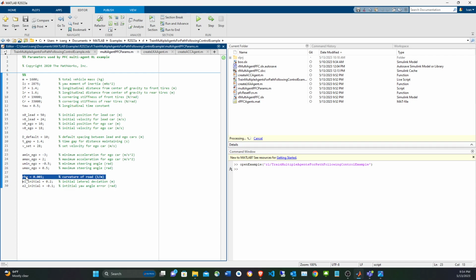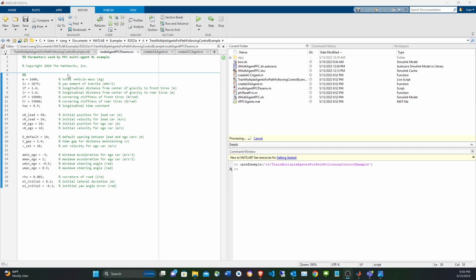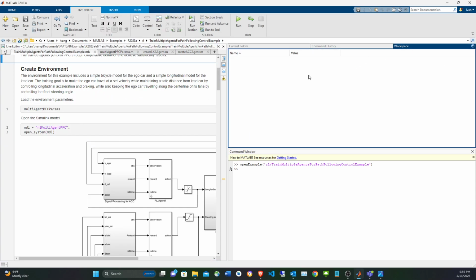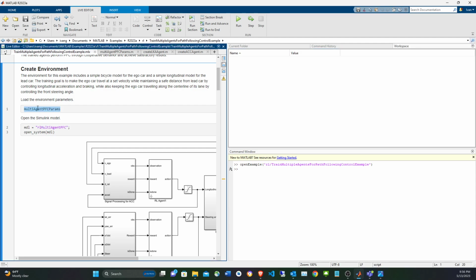The rho is for the curvature, and this is the initial lateral deviation and the initial angle error. So this is the same as the previous video. For that video that I'm referring to, I'm gonna put the link into the description of the video, which is basically controlling the steering with just a DQN network. Okay, so now let's run the command, and you notice that in base workspace we don't have anything, but now we have all those values.